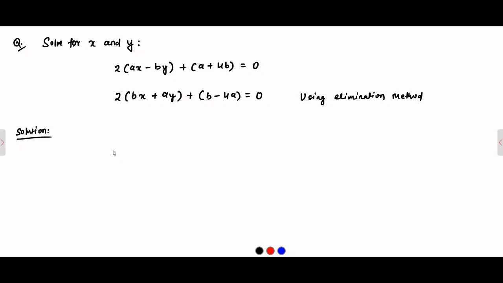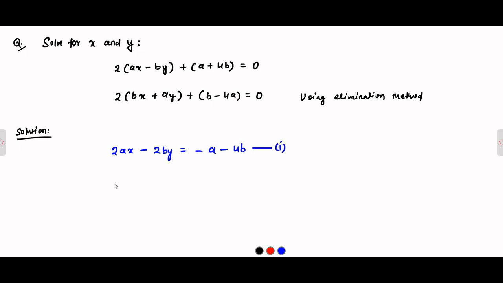So 2ax minus 2by, I have just opened the bracket, is equal to, taking a plus 4b to the other side, it is minus a minus 4b. ax plus by is equal to c, that format. So here a and b, they are real numbers. So this is the first equation.